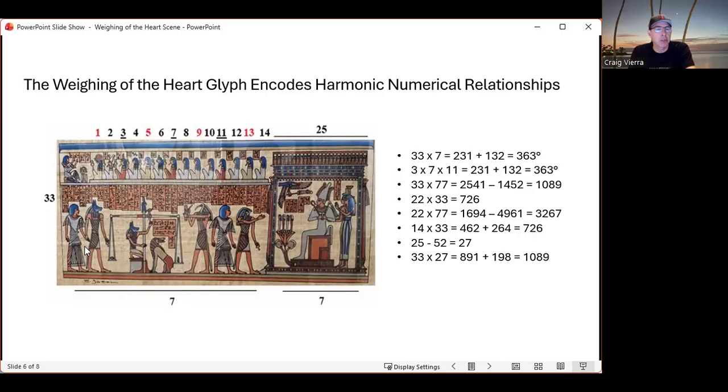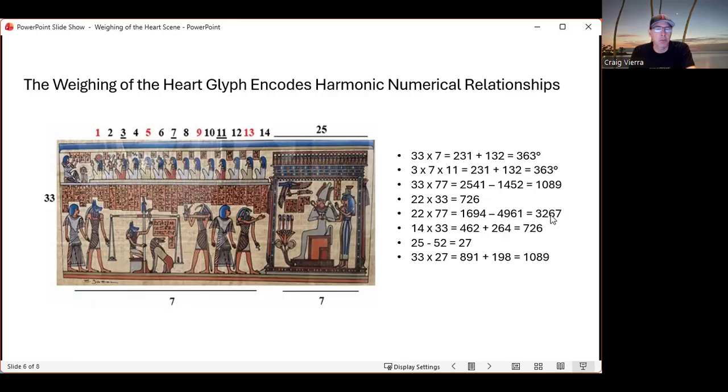And then we can take 22 times 77, the two sevens, and we get 1694. If we do mirror subtraction, 4961 minus 1694, you get 3267. This is the third harmonic shell in the 1089 multiples.